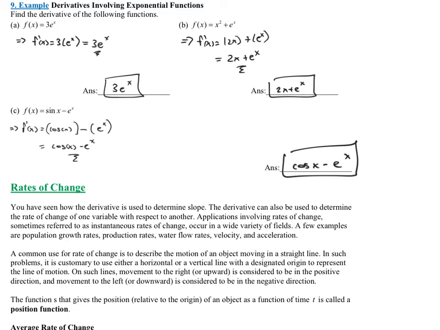Okay, so let's continue on looking at the next part, talking about rates of change. So what does it say? It says you have seen how the derivative is used to determine slope. The derivative can also be used to determine rate of change of one variable with respect to the other. Applications involving rates of change, sometimes referred to as instantaneous rate of change, really important there, instantaneous rate of change, occur at a wide variety of fields. A few examples are population growth rates, production rates, water flow rates, velocity, acceleration.